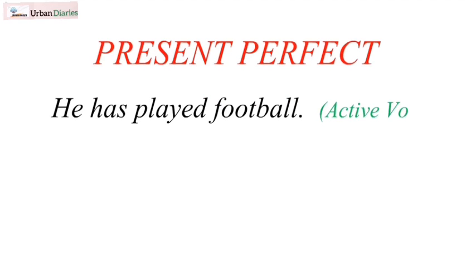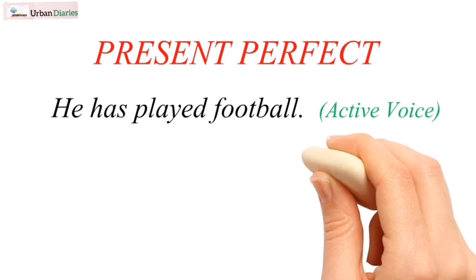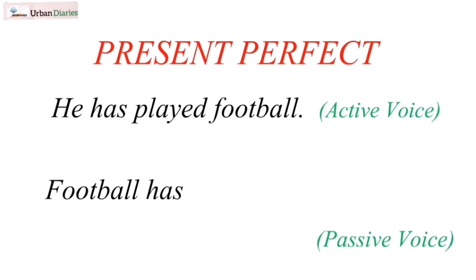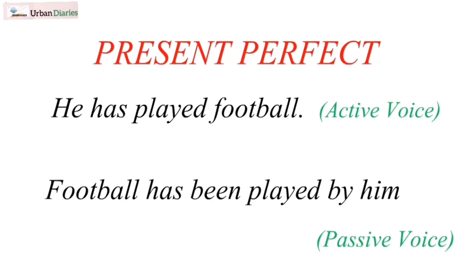He has played football. If you remember the table, to change present perfect tense into passive voice, we need to add has and have plus been in the structure. So if we follow all the rules one by one, the passive voice will be football has been played by him. Great going guys. Now let's move on to the next tense, simple past.